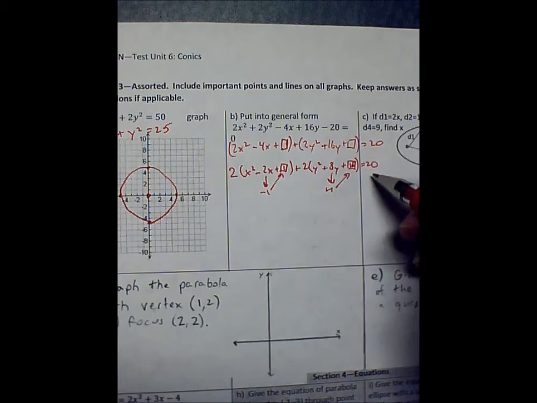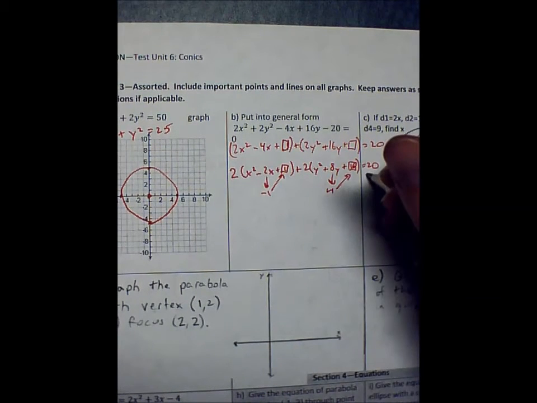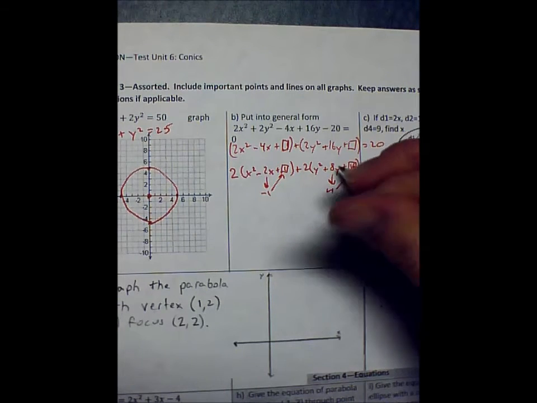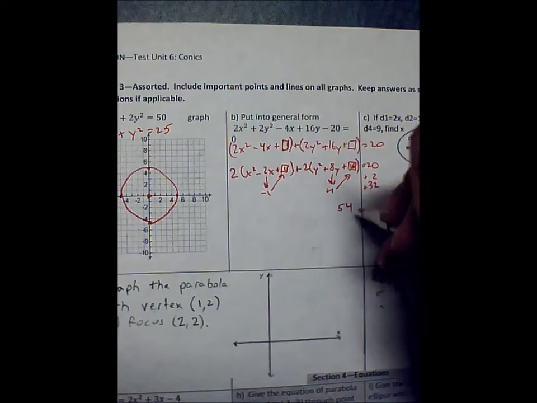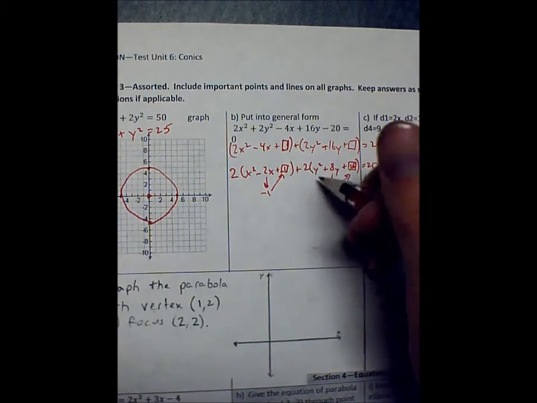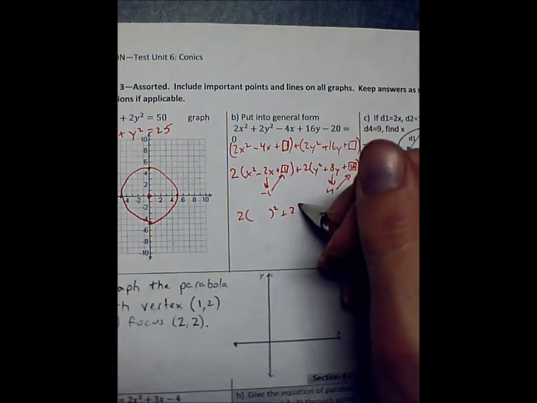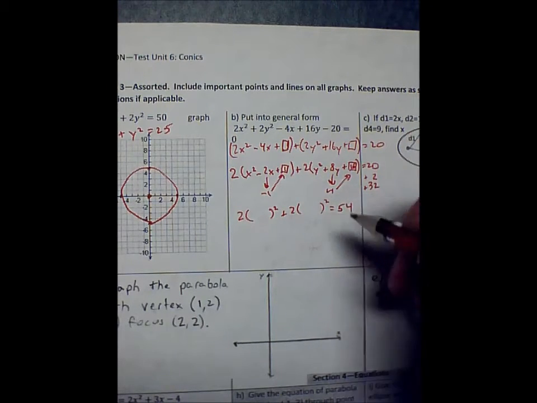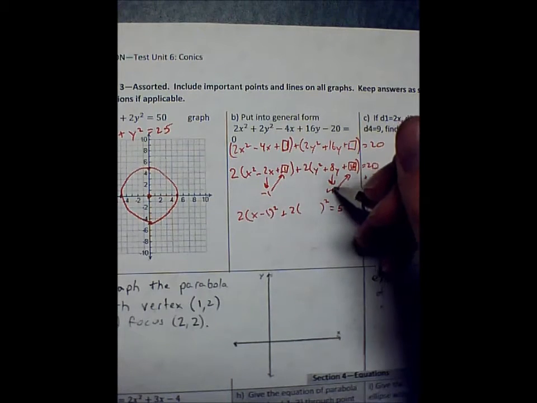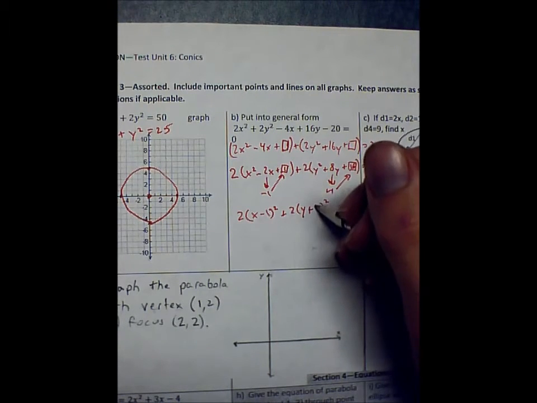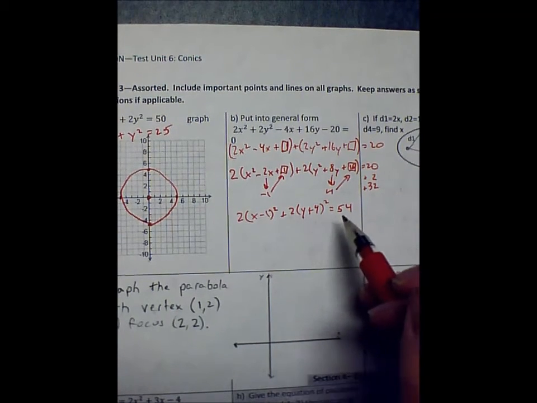Now, instead of adding 1 and 16 over here, they're both multiplied by 2. So I need to add 2 and add 32. That gives us 54. And now I'm going to factor each side. So don't forget your 2's. And then the factor is going to be x, and drop that number down, minus 1. And drop this number down, y plus 4. Now it's not in standard form.